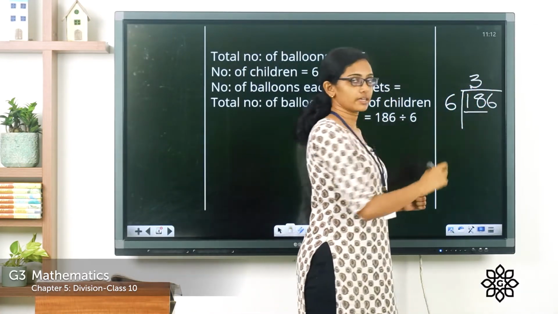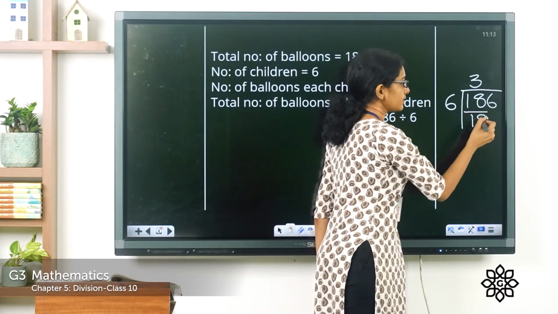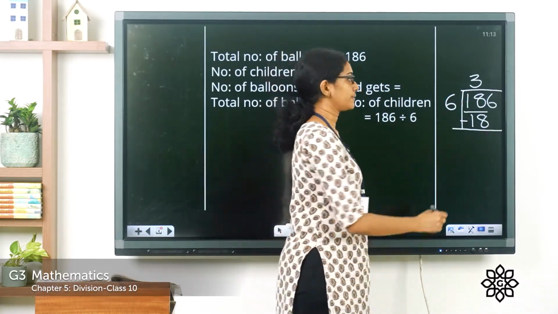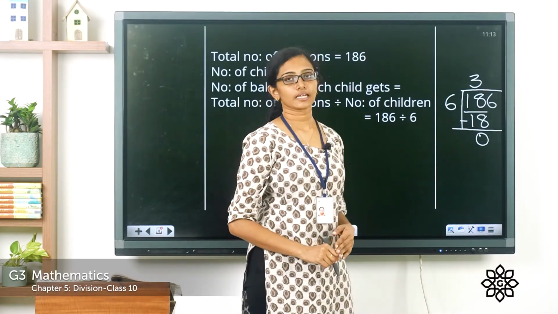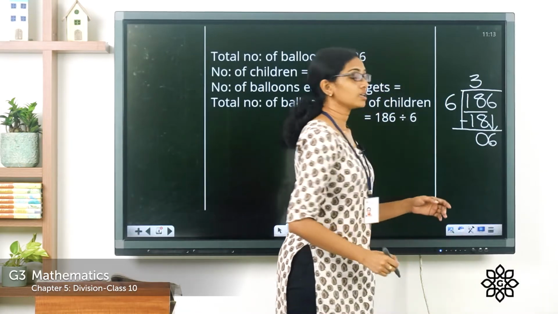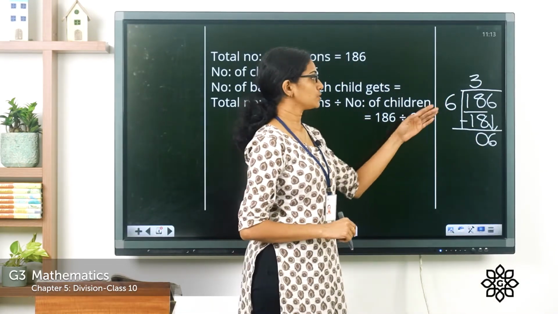Let's write that 3 over here. So 6 threes are 18. We write that 18 here. Then we subtract the numbers. 18 minus 18 is equal to 0. Now let's bring down the next digit, the ones digit. So that is 6. Now we have to divide this 6 by this divisor, which is 6 itself.